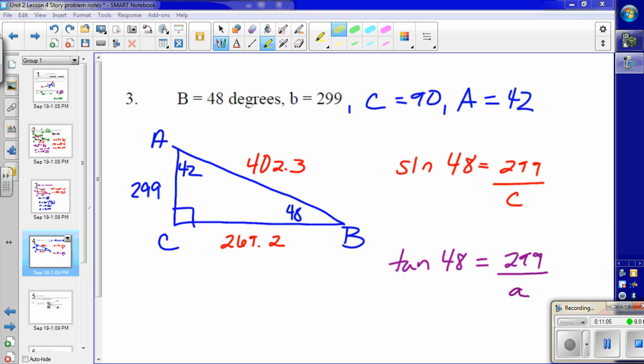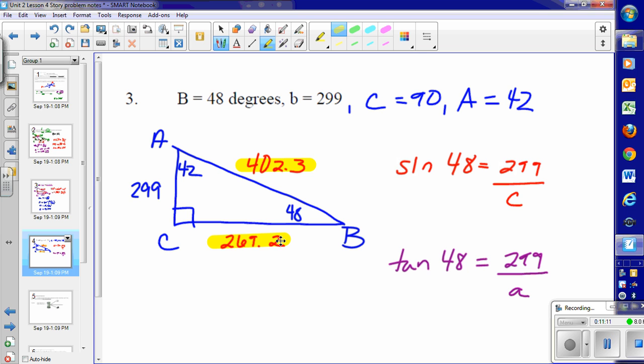Okay, welcome back. You should have these. You should have found a couple of answers. You should have found this number and this number. Over here I have setups. You can just check and see how you did it.